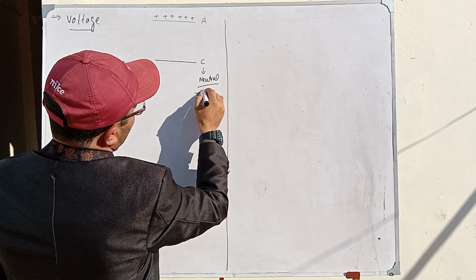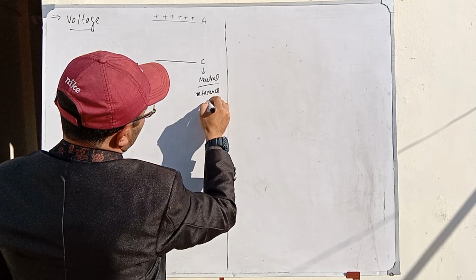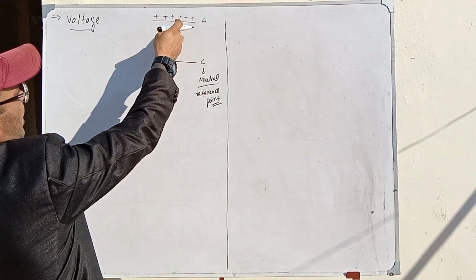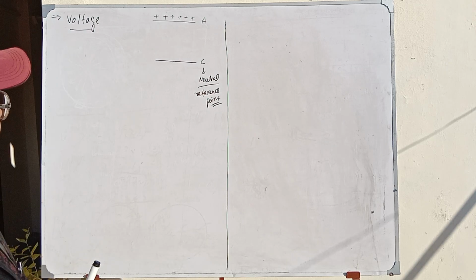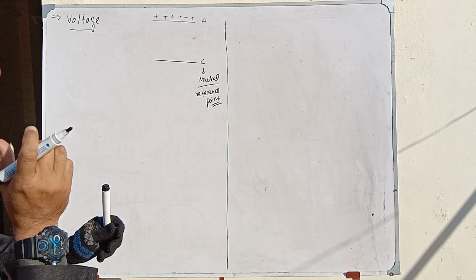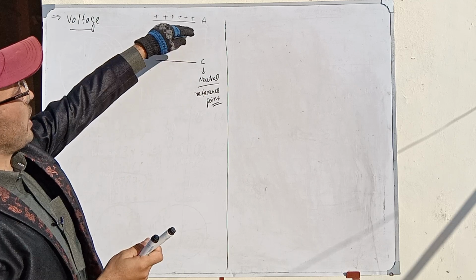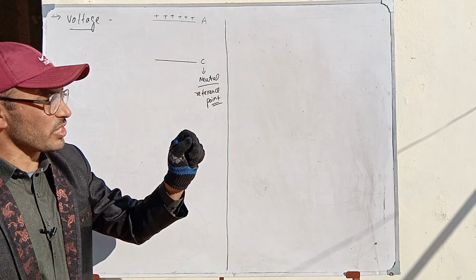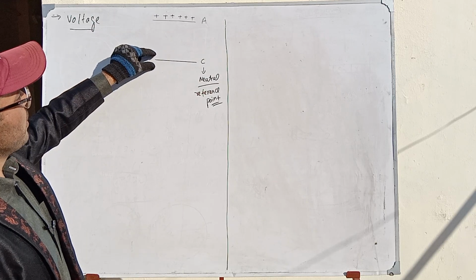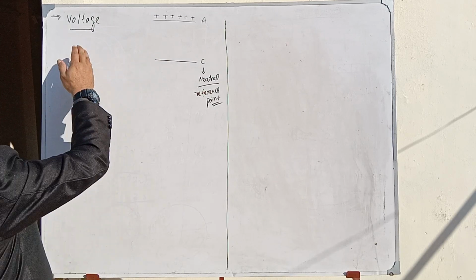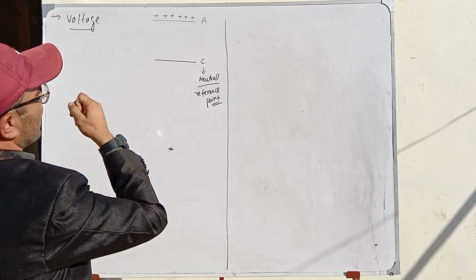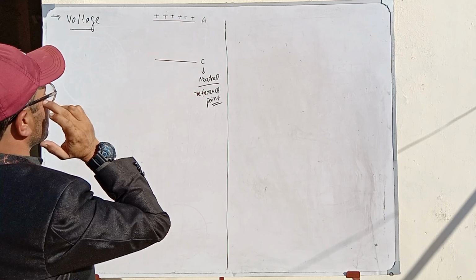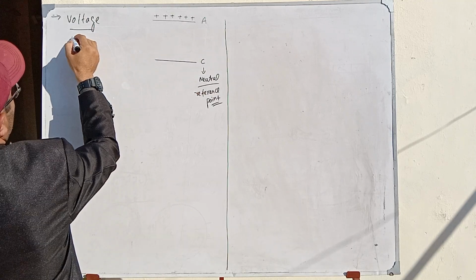Neutral means a reference point, and A has a deficiency of 6 electrons. So this plate or point has 6 extra positive charges as compared to this point C. So this is the simple definition of voltage: the number of excess charges at any point as compared to some reference point is called voltage.